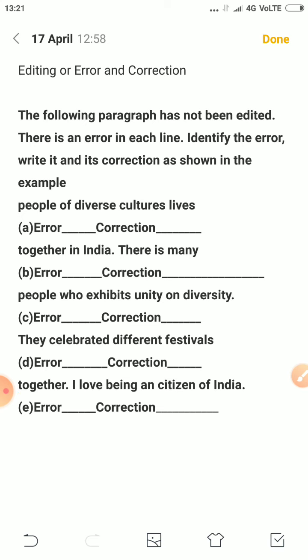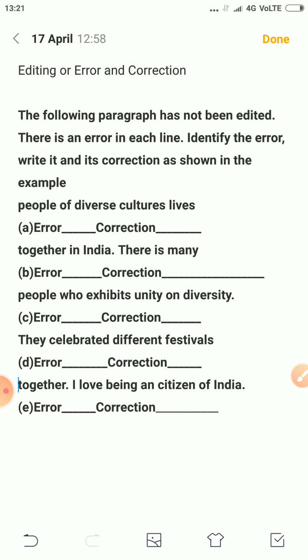The first tip is that you have to read all the lines. That means you have 5 lines. You have to read all the lines one time. Then find out which kind of tense this is. Then you have to read one by one and try to find out the error and what could be the correction. That is the basic formation of error and correction. So now we are going to move on.